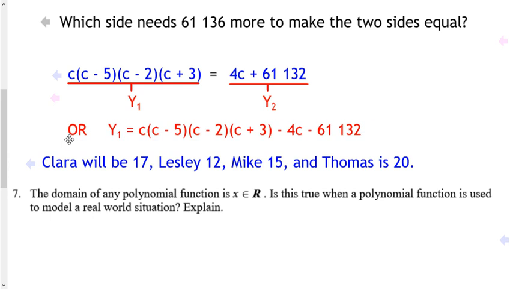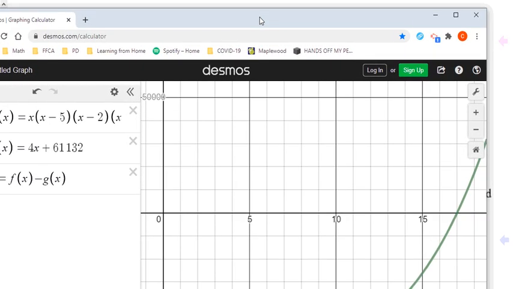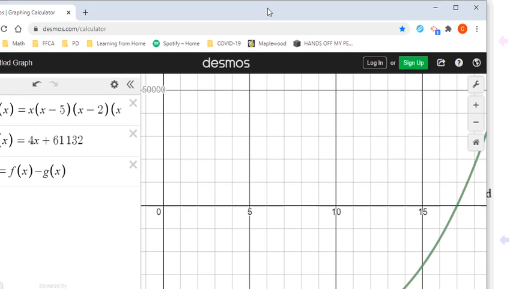Then when we graph the result that we get, we want to look at the zero or the x-intercept for the function. So here we just see a bit of the curve on the right side here. And again, we see that we're getting a c value of 17. So either way we do it.